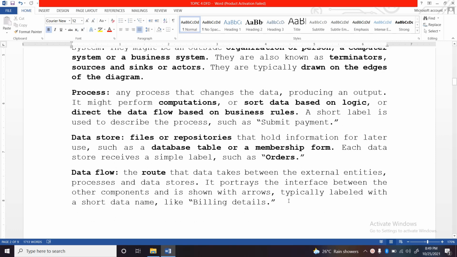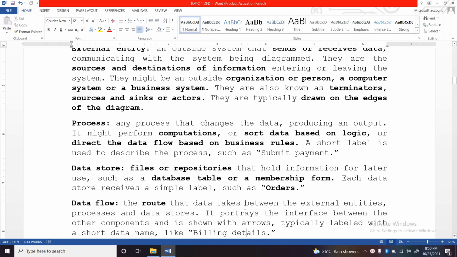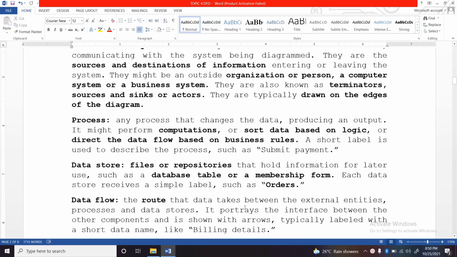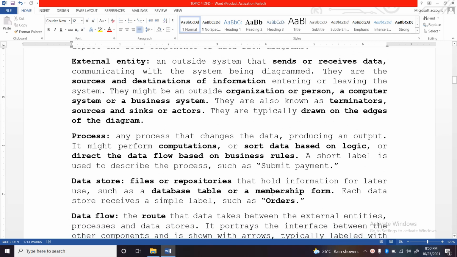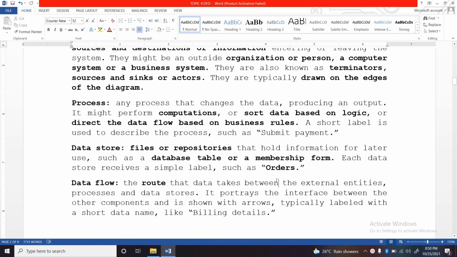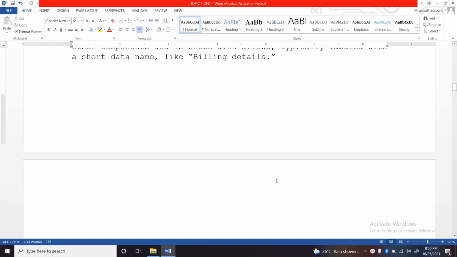Okay, so it portrays the interface between the other components and is shown with arrows, typically labeled with a short data name. For example, billing details. But I will be showing you later on how to use the different elements on a particular data flow diagram. Okay, so those are the different components or elements of DFD: the external entity, the process, the data store, and the data flow.